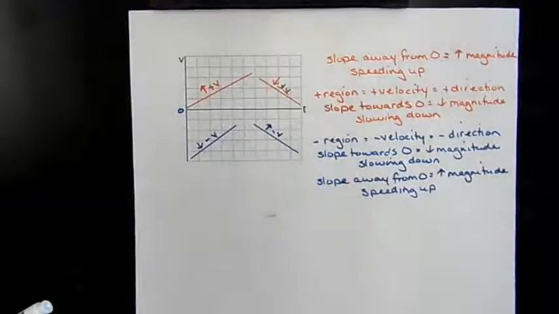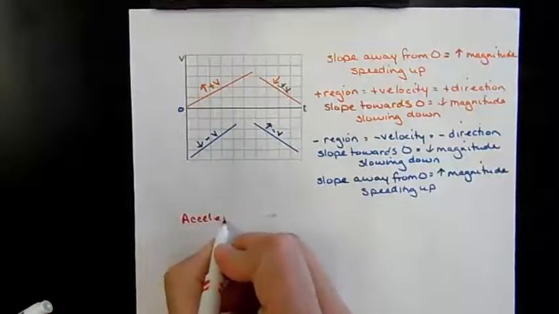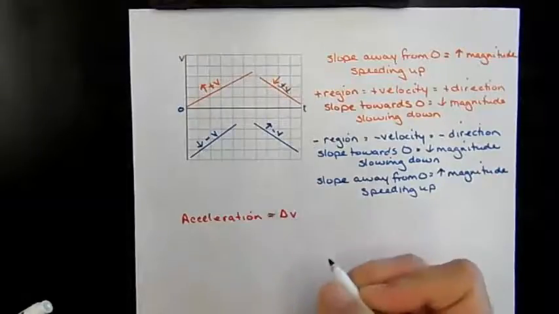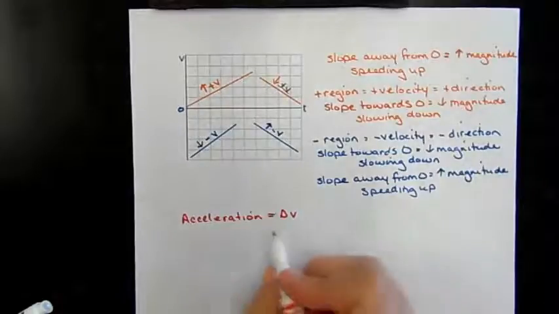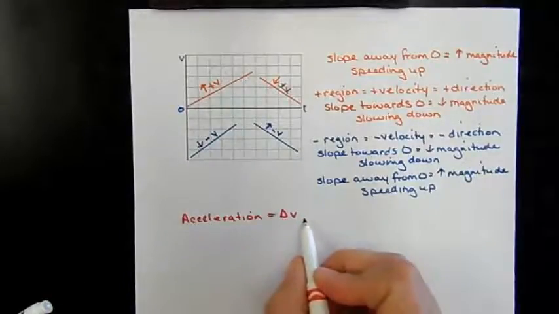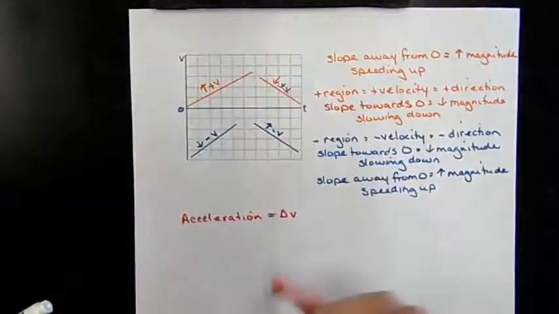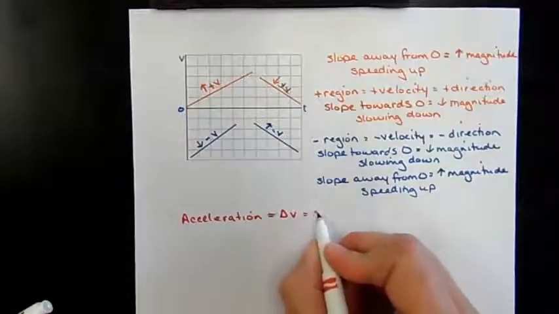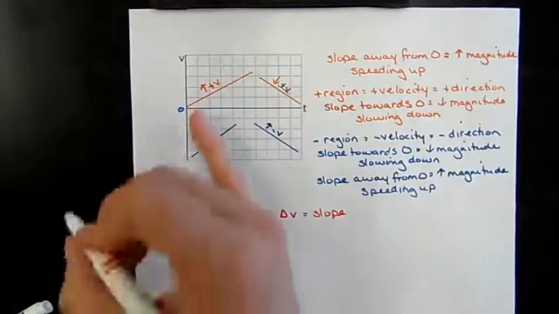Now let's look at that acceleration a little more closely, because we know that acceleration is a change in velocity. All right, that's how we define acceleration. And so this change in velocity is what we're actually measuring on this graph. So the acceleration can be found on a velocity time graph by finding the value of the slope of the velocity time graph.